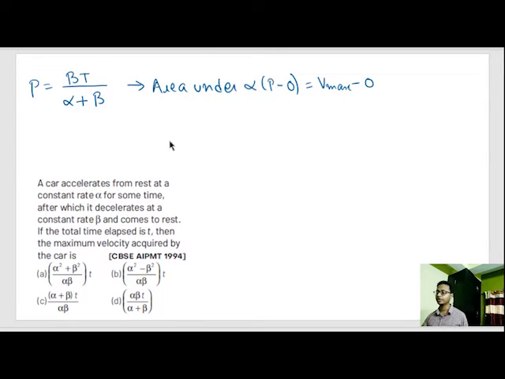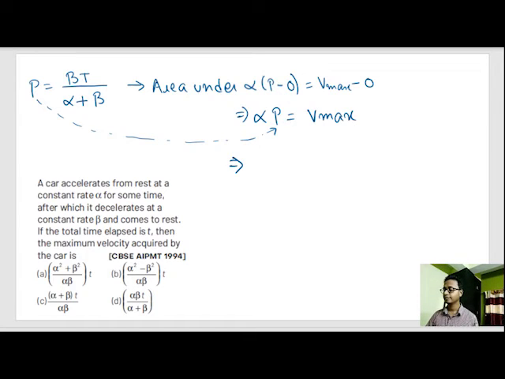We obtained these two equations from the previous graph: alpha into p minus 0 is equal to v max, and the question is asking for v max. So if we substitute the value of p out here, we will get the value of v max. Alpha times beta t by alpha plus beta is equal to v max. Okay, so our correct option is option D, alpha beta t by alpha plus beta.